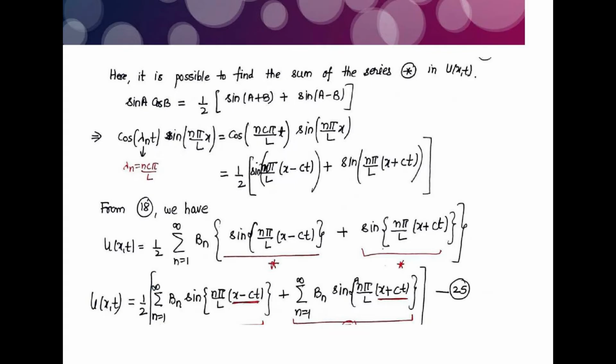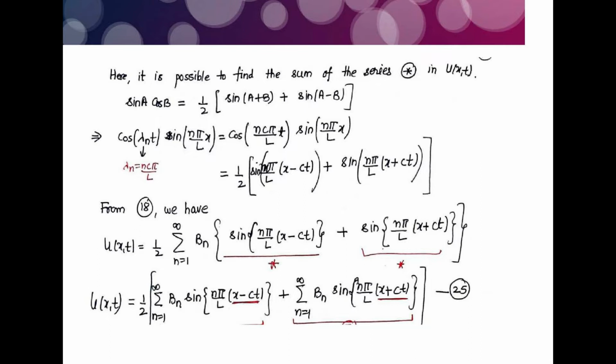from equation number 18, now we can rewrite the deflection u as half, I am taking common, summation over n from 1 to infinity, keep the constant capital Bn as it is, and now just put the value of cos(lambda n t) sine(n pi over L x) as discussed above. So we have, with constant Bn, sine(n pi over L into (x minus ct)) plus sine(n pi over L (x plus ct)). See the expression I have marked as star.